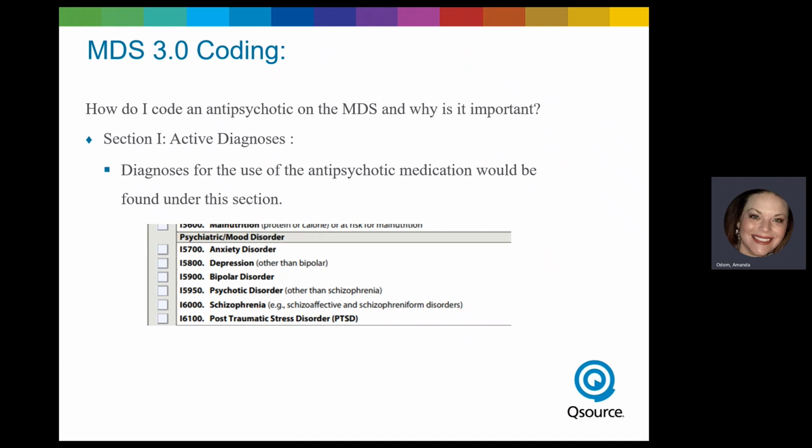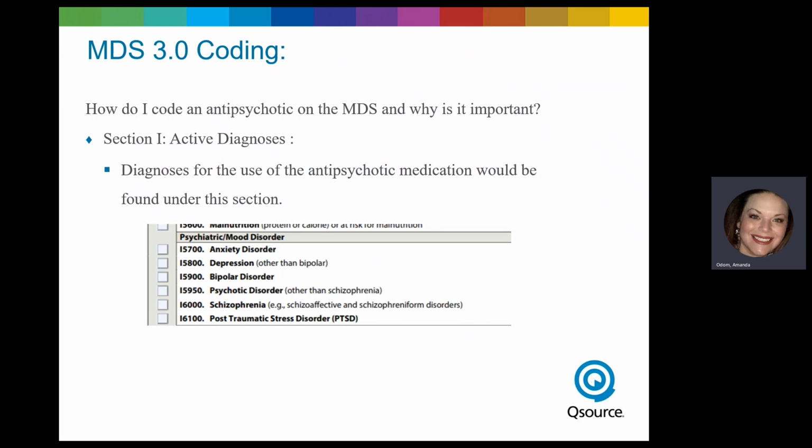Section I, active diagnoses of the MDS, is where the MDS coordinator would place the active diagnosis for the use of the antipsychotic. Active diagnoses are those that have a direct relationship during the 7-day look-back period to the resident's functional status, cognitive status, mood or behaviors, medical treatments, nursing, monitoring, or risk of death. Active diagnoses are physician-documented diagnoses in the last 60 days that have a direct relationship to the resident's status.